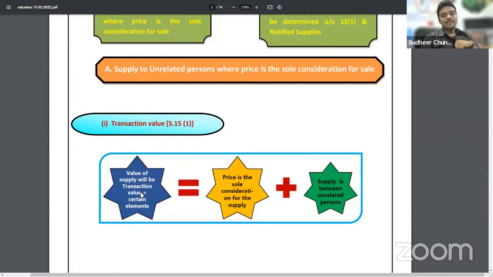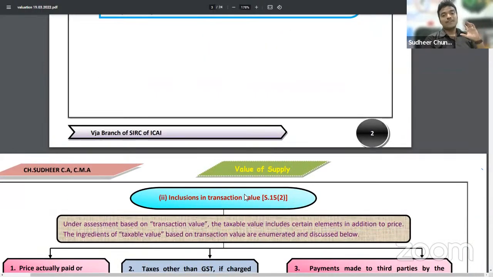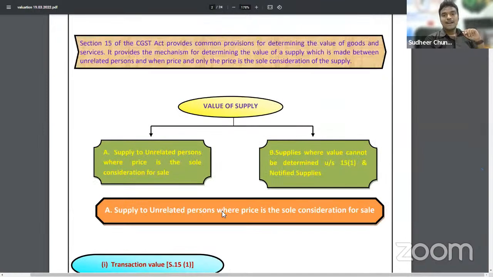the value of the supply we have learned? Plus certain elements, 6 inclusions and 3 exclusions we have learned. So by this we have completed the first part when the conditions were fulfilled. Now we have to come to second part.